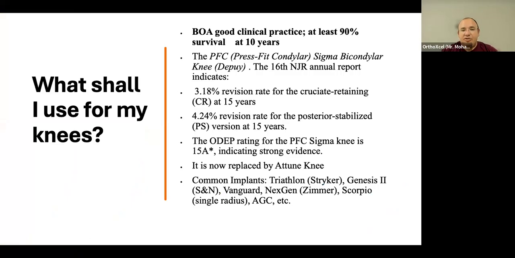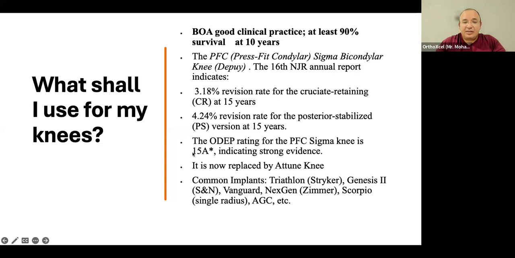Okay. So what shall I use? There are a lot of implants in the market, many companies, and it's different in the UK, especially from trust to trust. Every trust is using a special industry, but you have to use the ODEP, okay? ODEP is the Orthopaedic Data Evaluation Panel, and this has been generated after the NJR, and it's looking into the implant and how this implant is behaving, and it gives a rating of a number like 15A plus or 15A star.